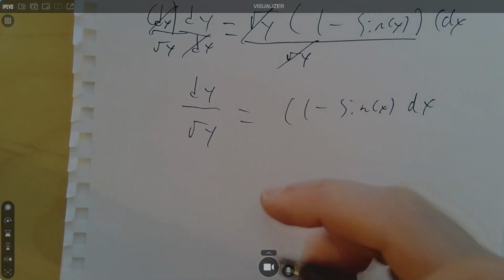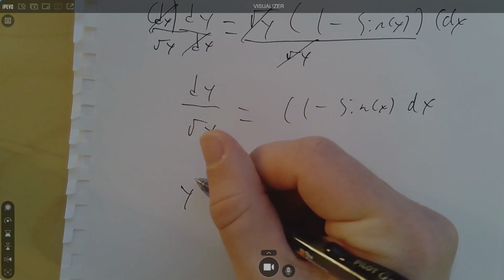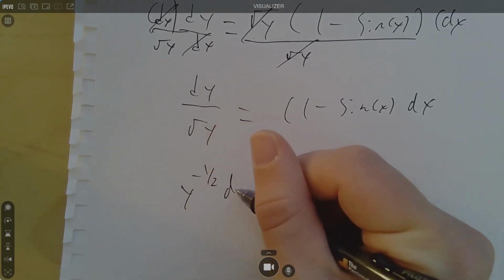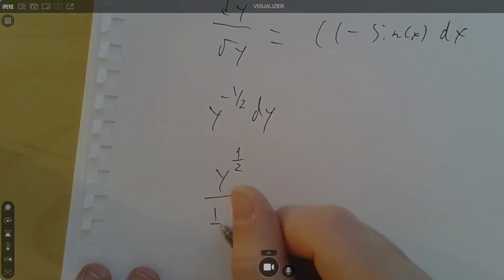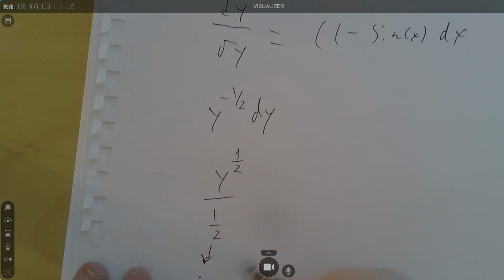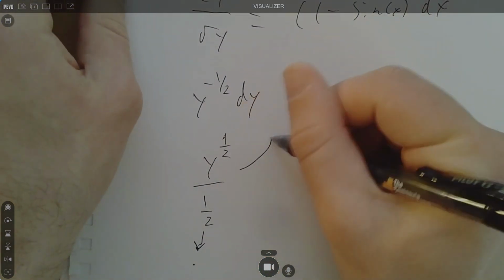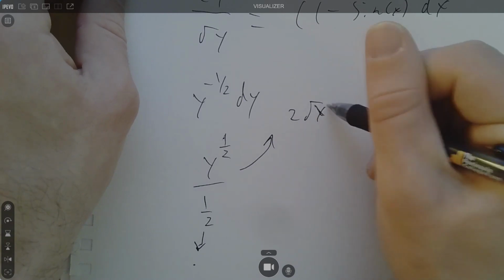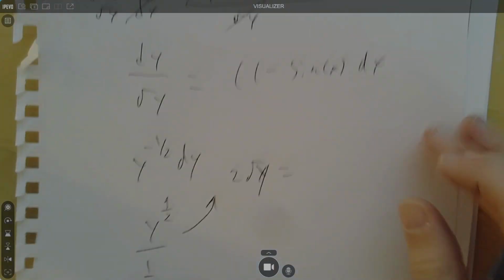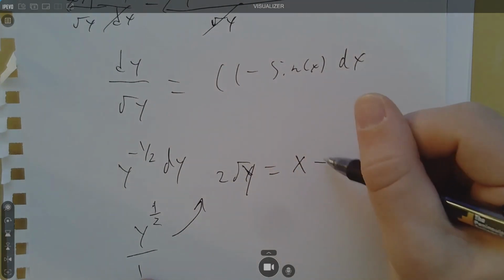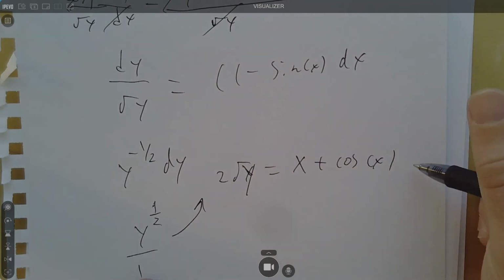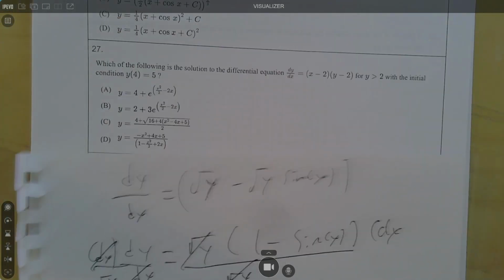Now in differentiate, you've got y to the negative 1/2 dy, which is going to become y to the 1/2 over 1/2, which is the same as 2 root y, equals x plus cosine x plus c.